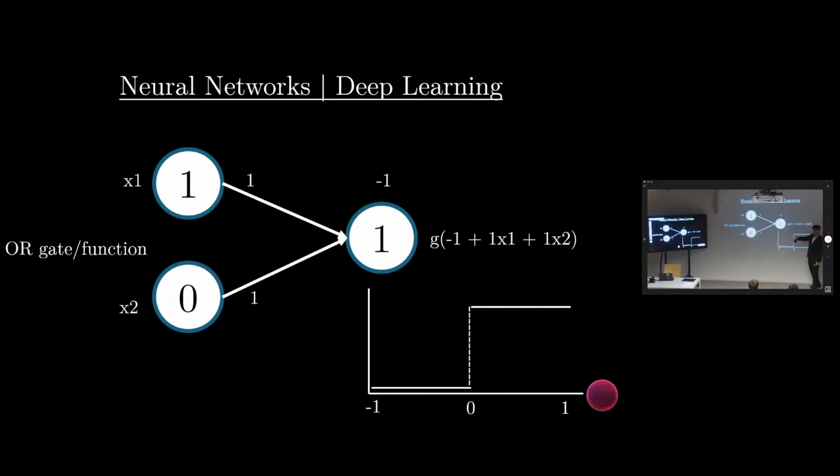Then, instead of imitating the OR gate function, let's try to imitate the AND. How are we going to transform the OR into an AND? We just change W0, which we also call the bias. We're going to change it from minus 1 to minus 2.